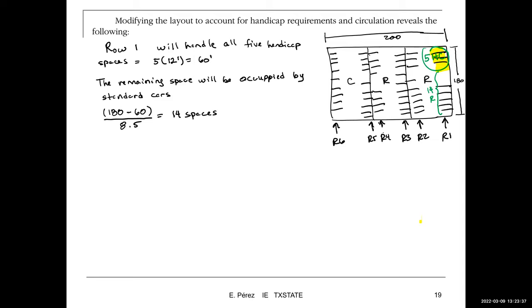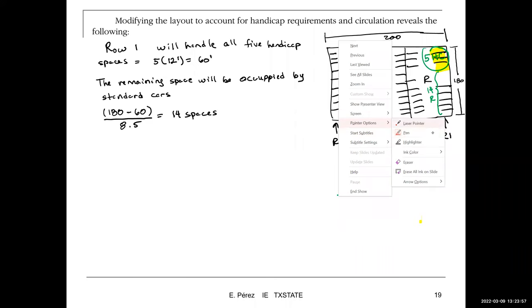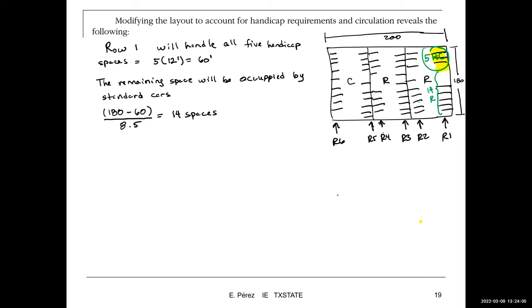That one's done. But we have to account for the circulation lanes now for the parking facility. And that's going to impact row two, row three, row four, and row five. We need to design for the circulation lanes, and those are going to be impacted. So for the circulation lane, let me change the color. We are going to have a circulation lane here and a circulation lane here. So those spaces that are under the circulation lane are going to be eliminated because you need that space for circulation. And row six is not going to be impacted, only rows 2, 3, 4, and 5.